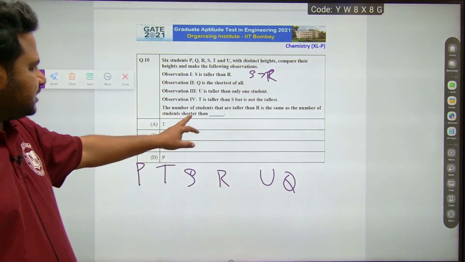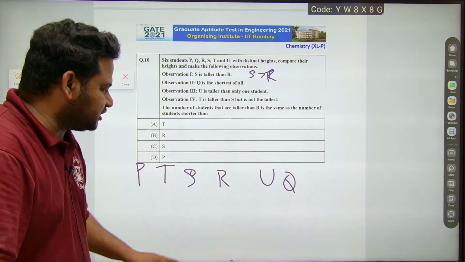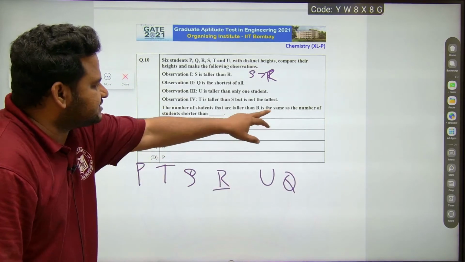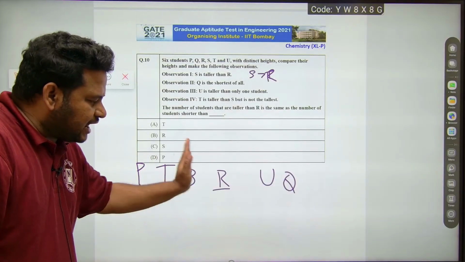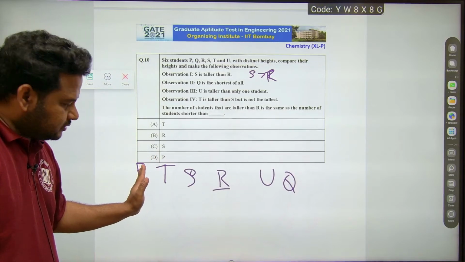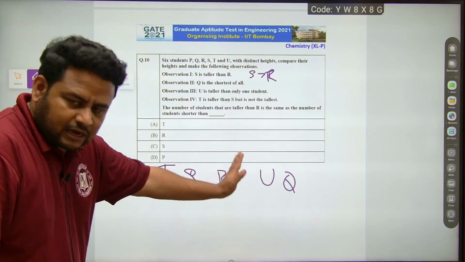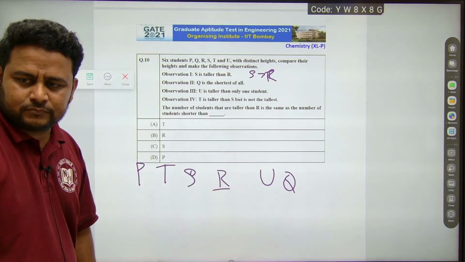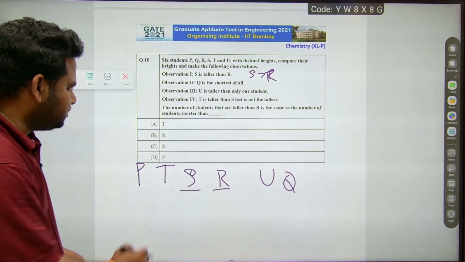They are asking the number of students that are taller than R. The number of students taller than R are 3. That is the same as the number of students shorter than whom? After R, 3 students are there. The number of students taller than R are 3, so the number of students shorter than that person should also be 3. Shorter than whom will give you 3? Yes, correct. So the answer is option C.